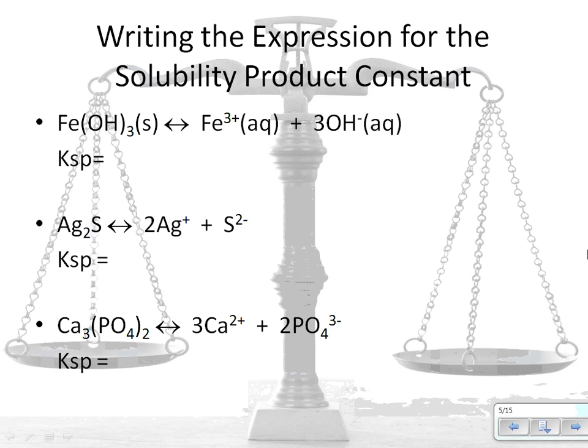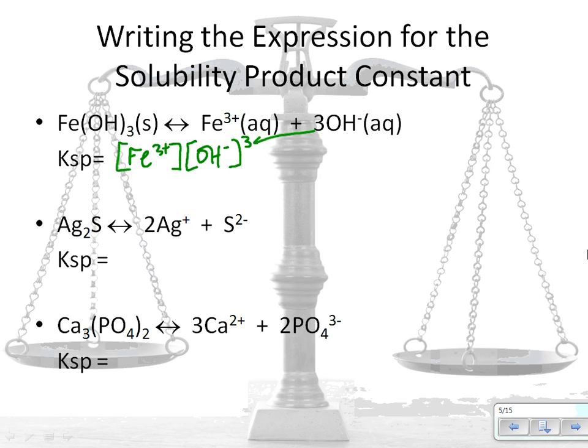For the first one, iron 3 hydroxide, again it would be your products over your reactants, but we don't count the reactants in this case because it's a solid. So it ends up being your iron ions times the concentration of your hydroxide ions, and we have to put the 3 as the exponent there.